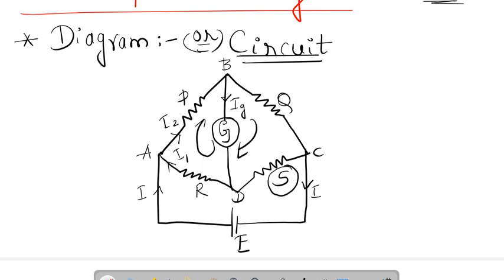Now, what is the Wheatstone bridge here? See, the Wheatstone bridge. Please note it down.